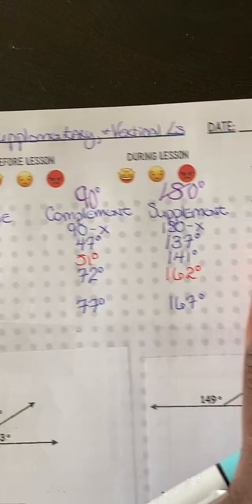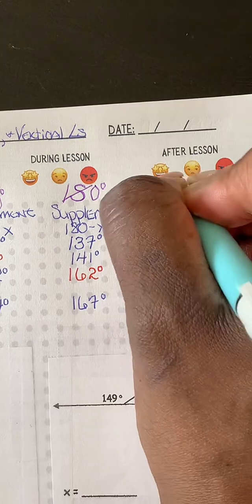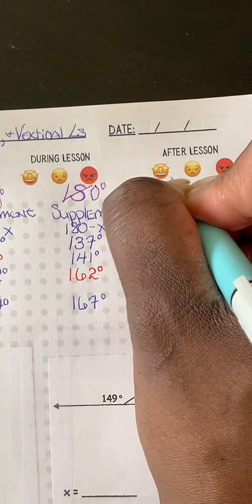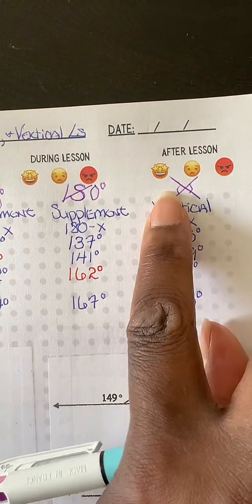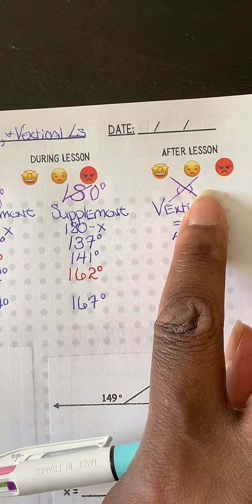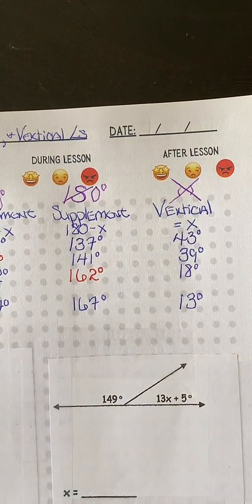And then the vertical angles are exactly the same. Okay, so with vertical angles, it looks like you have a big cross. That means this angle and this angle, these two angles or these two angles, are called vertical angles. They form a V and they're directly across from each other.